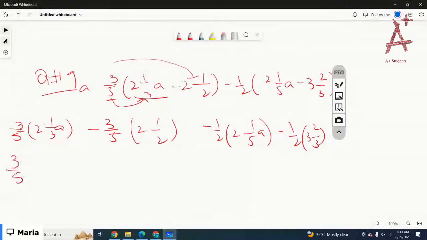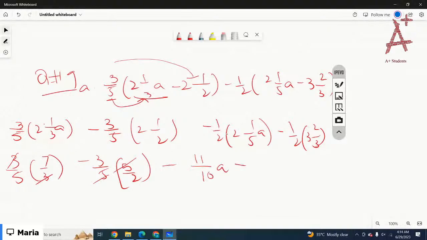It would be 3 over 5, 3 times 2 is 6 and 1, 7 over 3, 3 and 3 cancel out. Minus 3 over 5, 2 times 2 is 4 and 1, 5 over 2, 5 and 5 cancel out. 5 times 2 is 10 and 1, 11. 11 times 1 is 11 and 5 times 2 is 10. 3 times 3 is 9 and 9 plus 2, 11. 11 times 1 is 11 and 3 times 2 is 6.